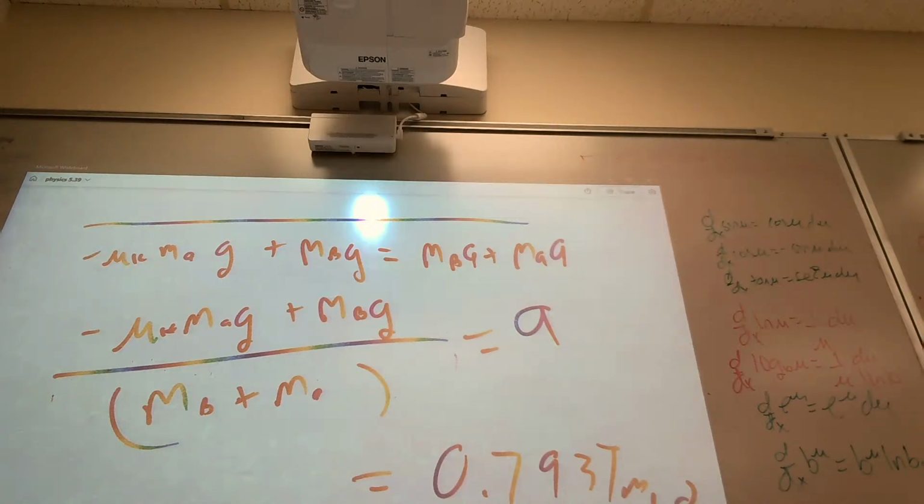Now, they ask you for the tension in V. So you can use either one of the sigma fx or the sigma fy equations you wrote to get your tension.